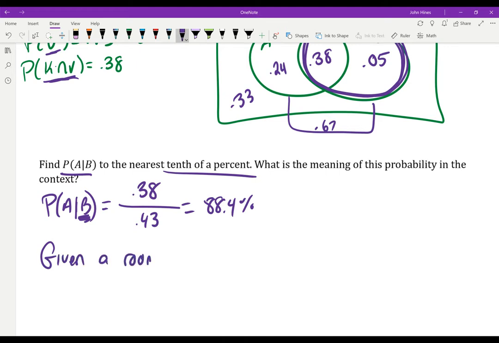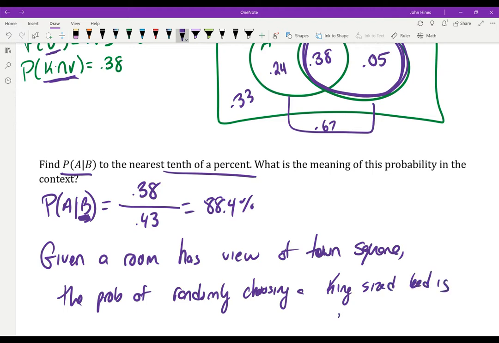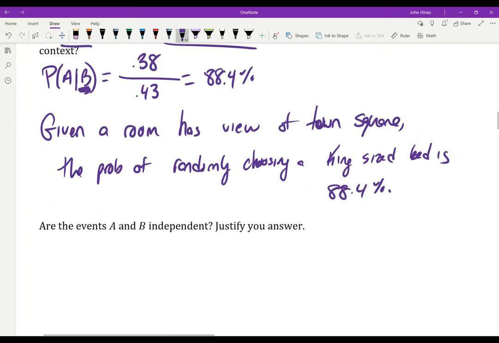Given a room has a view of the town square. Given I have a view of the town square, the probability of randomly choosing a king-size bed, because that's what A is, is 88.4%. Knowing I have a view means there's an 88.4% chance of me having a king-size bed.